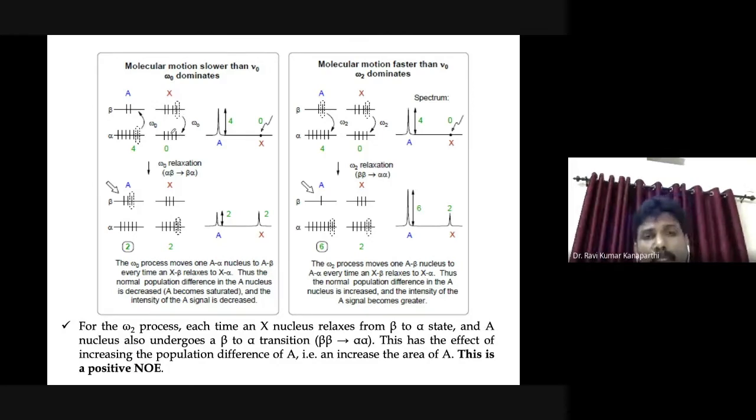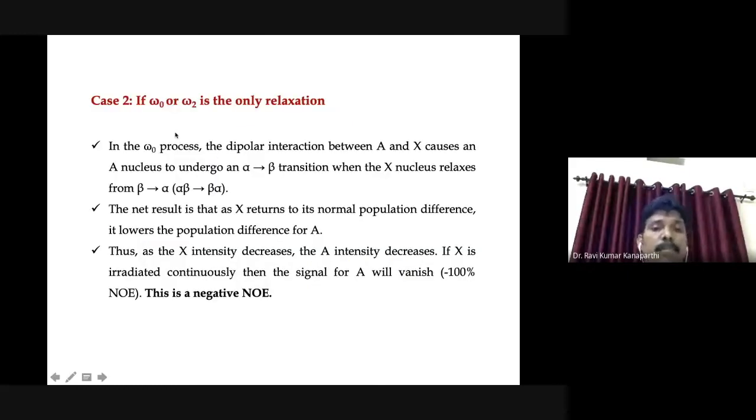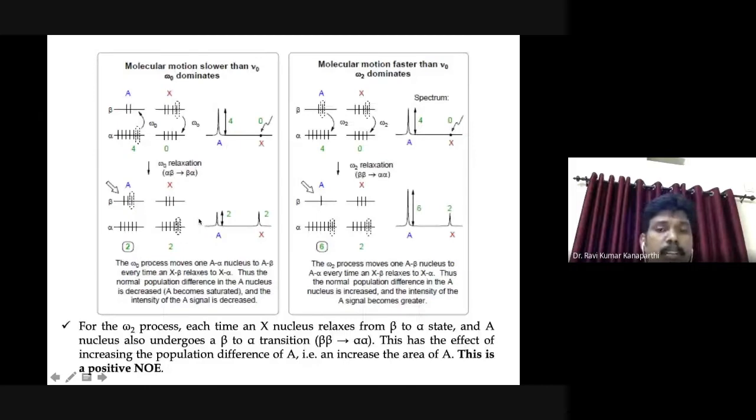So both are getting changed here, the spin. Therefore, what you see is that there is a substantial decrease in the original intensity of the A signal. A signal is what? A signal is the one we did not irradiate. Please remember that. We only irradiated this one.